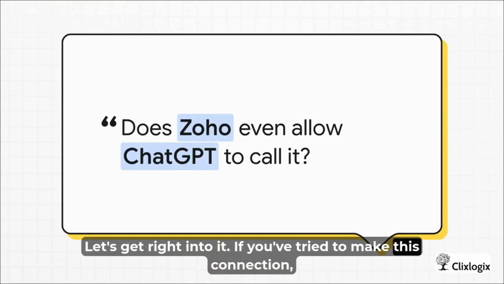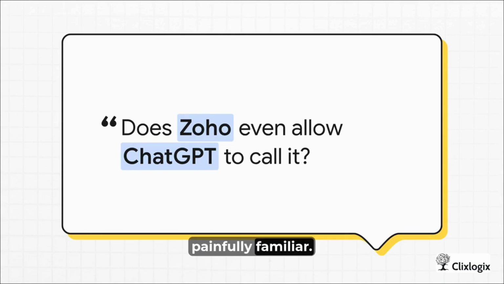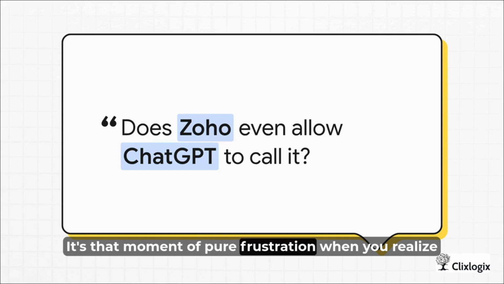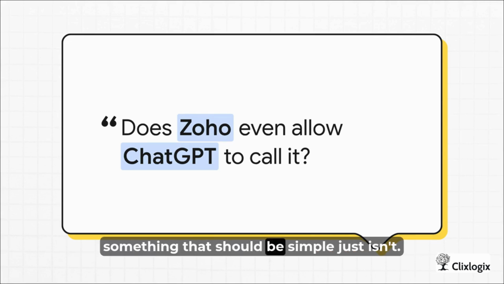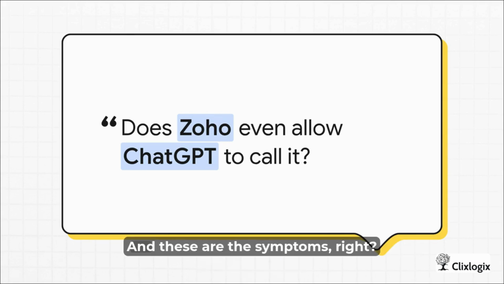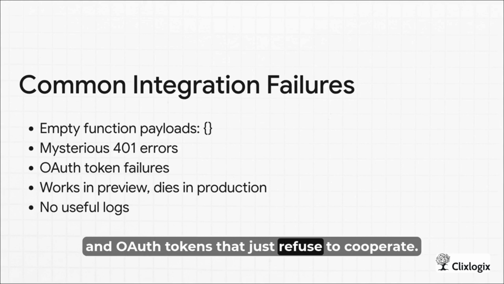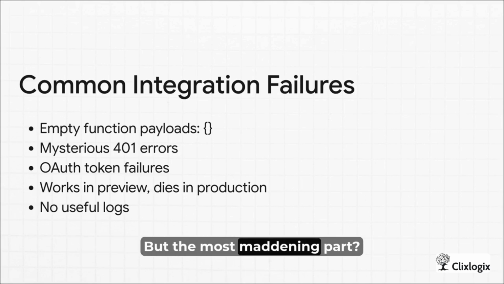If you've tried to make this connection, this question probably sounds, well, painfully familiar. It's that moment of pure frustration when you realize something that should be simple just isn't. This is where most people figure out they've been going about it all wrong from the start. And these are the symptoms, right? You're seeing empty function payloads, these bizarre 401 errors that make no sense, and OAuth tokens that just refuse to cooperate.